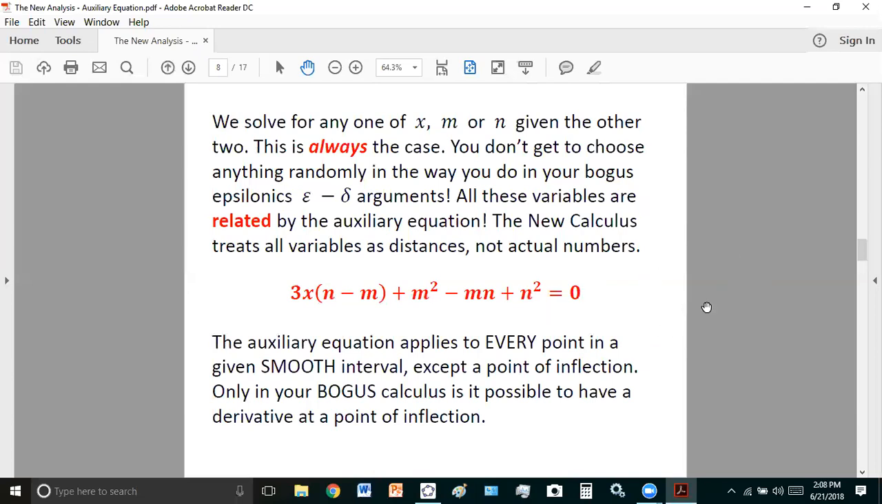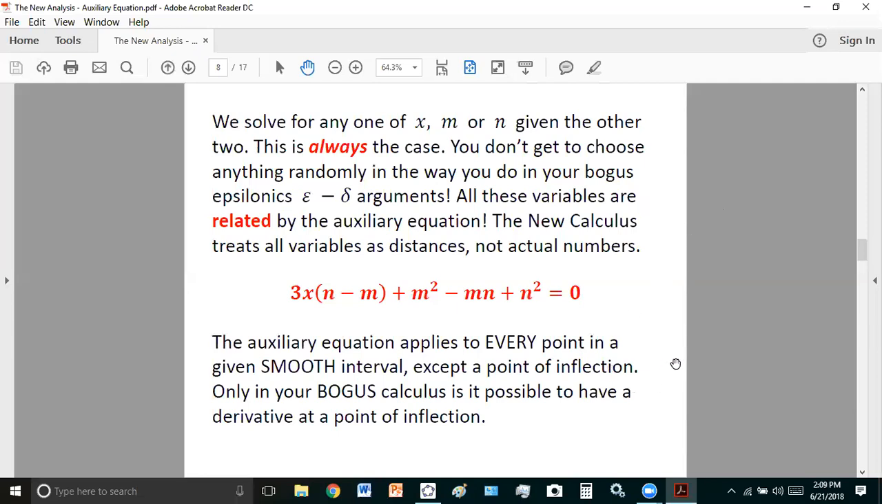Now, the auxiliary equation applies to every point in a given smooth interval. So for example, if you had an absolute value function like that, calculus is not even applicable at the point 0, because it's not smooth at the point 0. In fact, a straight line doesn't have a derivative. It has a slope, but not a derivative. There's a very subtle distinction there. And I've discussed all of that in other videos, so I'm not going over it here again.